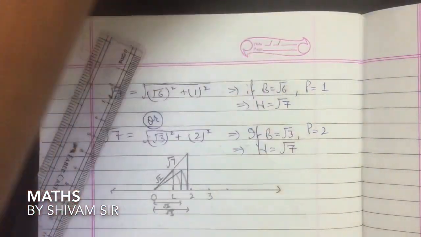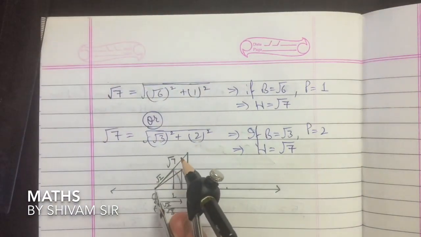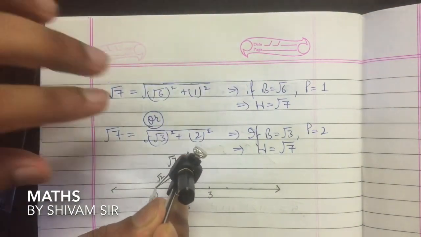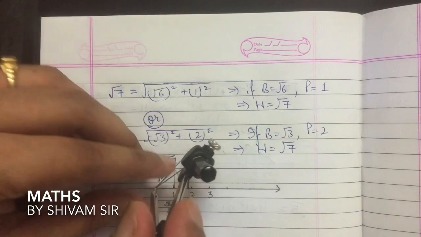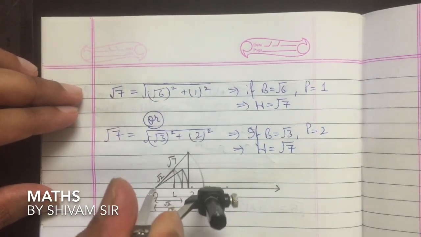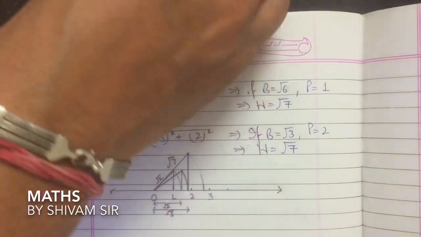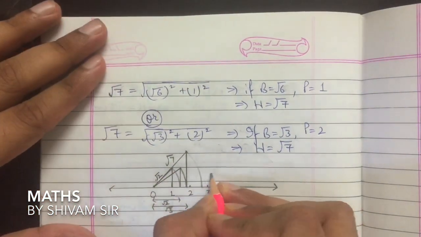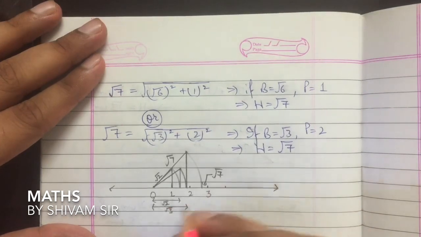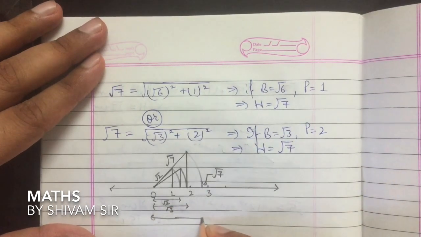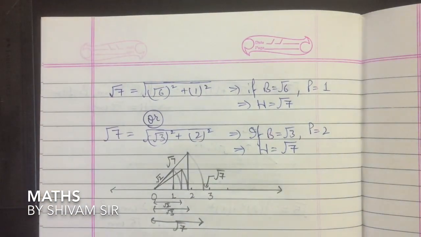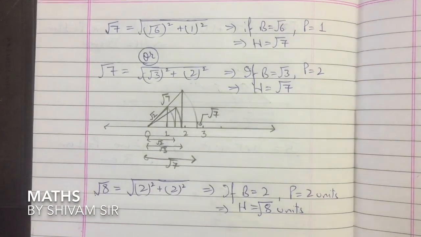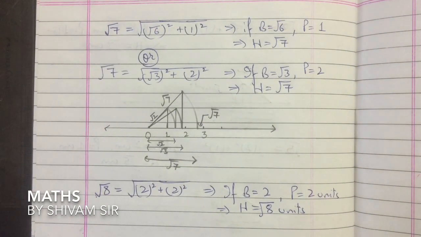Now open the compass, put it on point O, open it up to this hypotenuse, this end point, measure the distance and cut an arc on this line. So the point where this arc intersects this line will be of root 7 units. So this distance is root 7 from this point O to this point. So this is root 7. So let's draw root 8 also. So root 8 can be written as square root of 2 square plus 2 square. 2 square is 4, 4 plus 4 is 8.